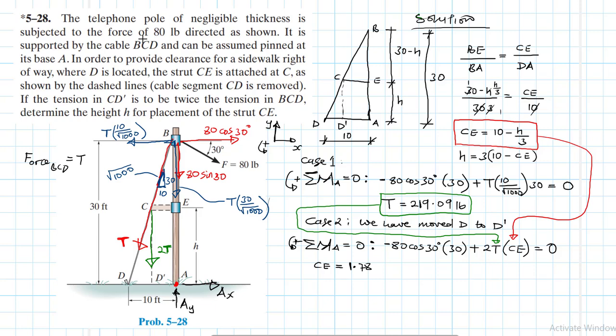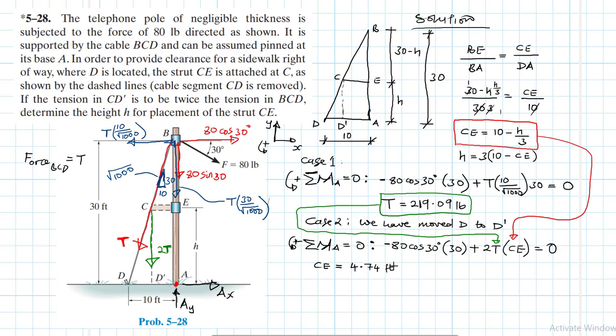80 cos 30 times 30 divided by 2 times 219.09. It's giving me 4.74. Alright, 4.74, that's CE, okay, and this is in feet.